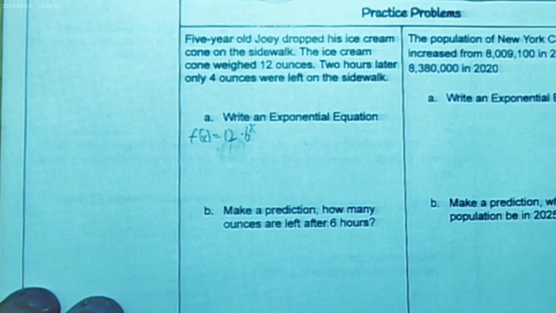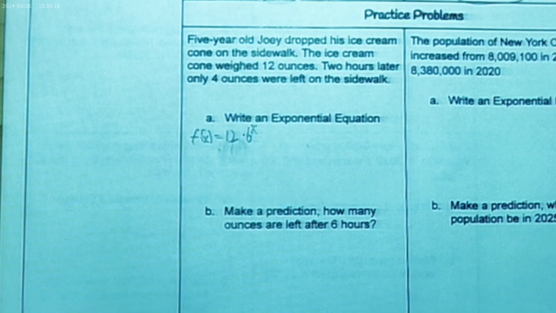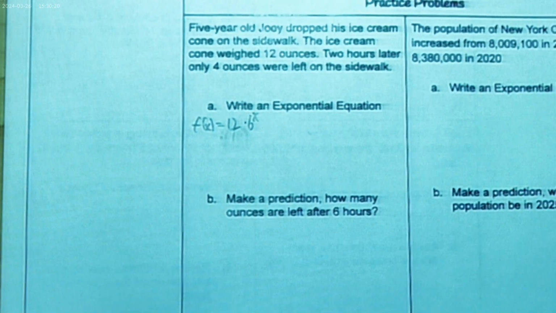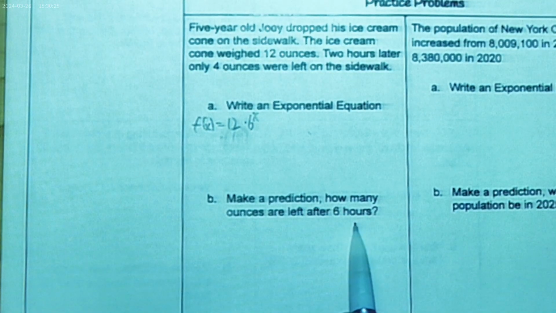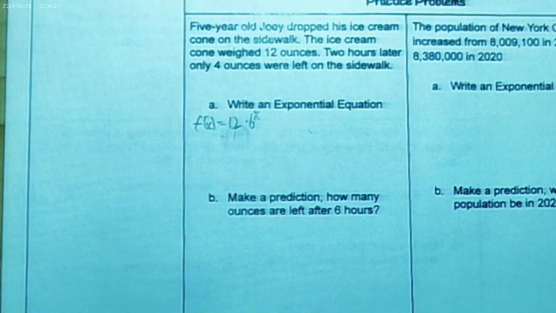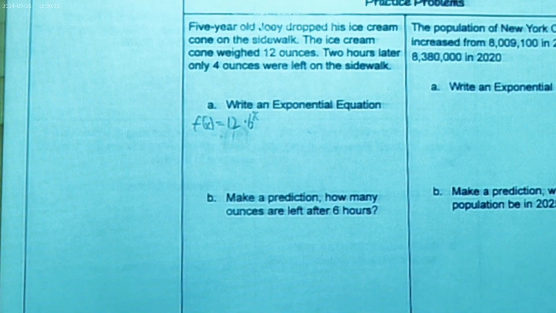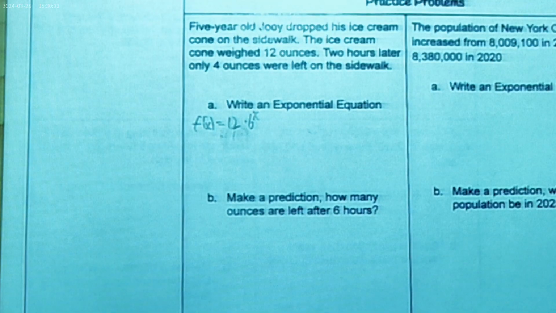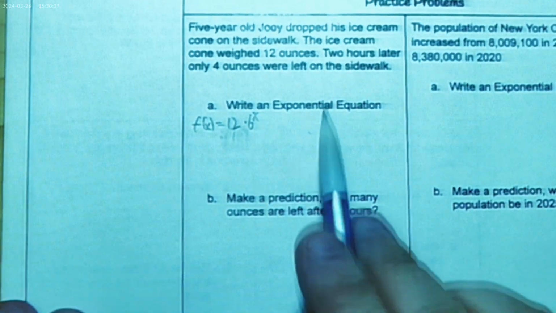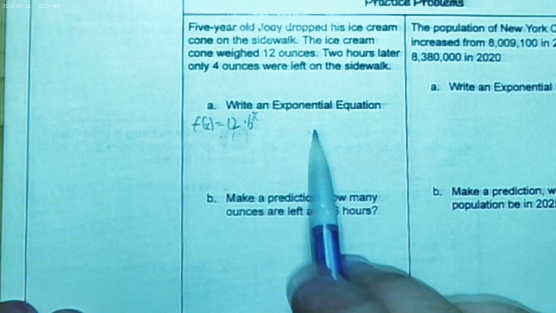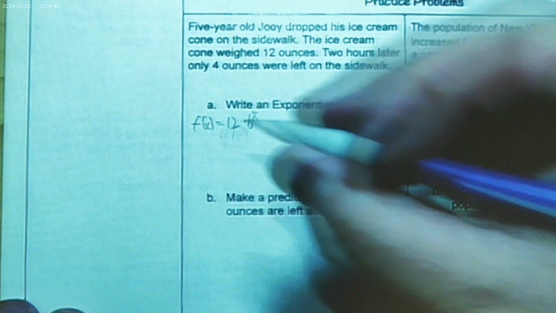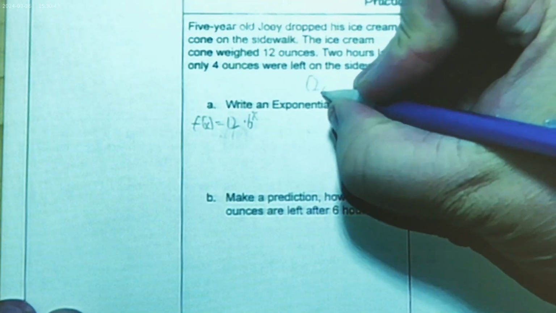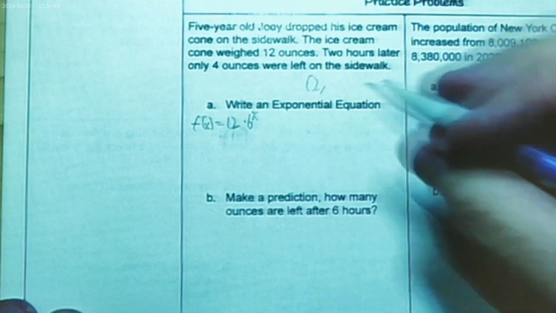But here's the thing: is that the time interval that we want to evaluate? Is that how we want to write the equation? So reading ahead, how many ounces are left after 6 hours? Okay, so we're looking at the passage of time, and the time interval we're looking at is hours. So what that means is this exponential equation has to be in reference to hours. So thankfully, we have 2 hours later, 4 ounces were left.